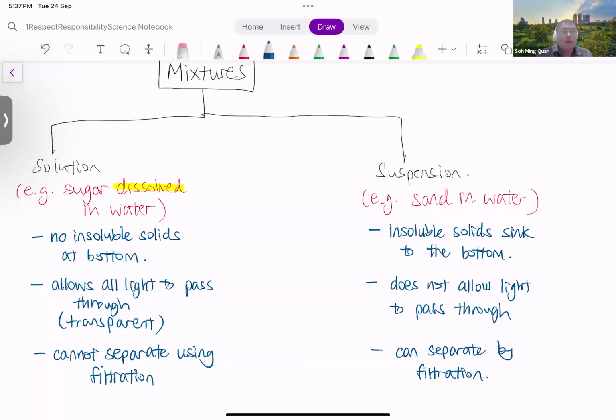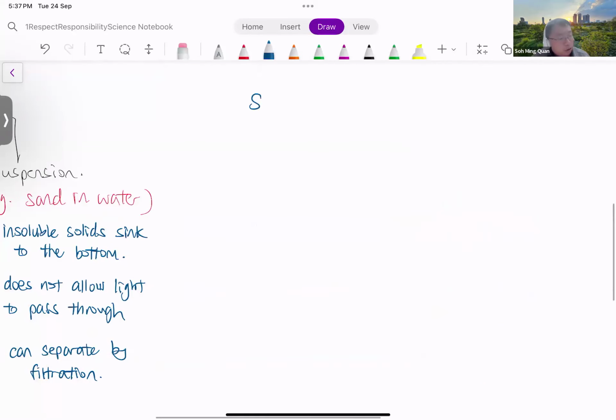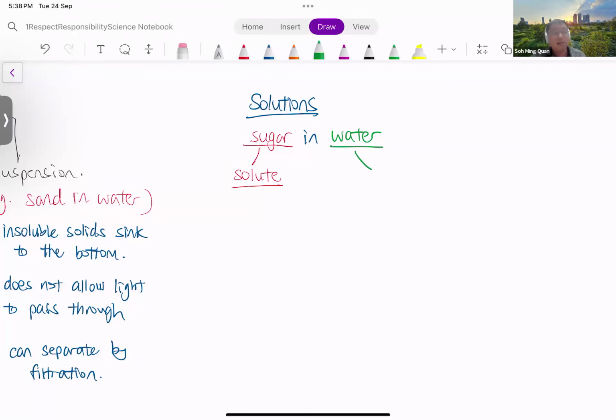Okay, so we have gone from element, compound, mixture. Now we delve deep into mixtures. We know there are two types of mixtures, solutions and suspensions. Now the last thing we're going to delve deeper into is solutions. So solutions are all around us, right? Take for example, you dissolve sugar in water. So the sugar is the solid which you dissolve, right? So this is called the solute. Water is the liquid that you pour to dissolve the solute. So water is the solvent.